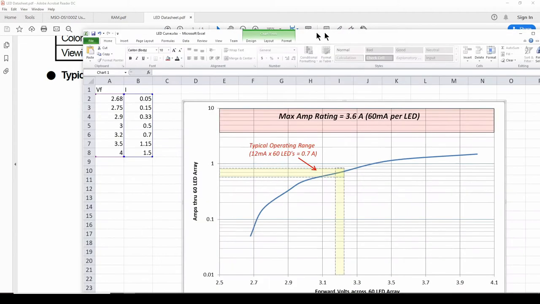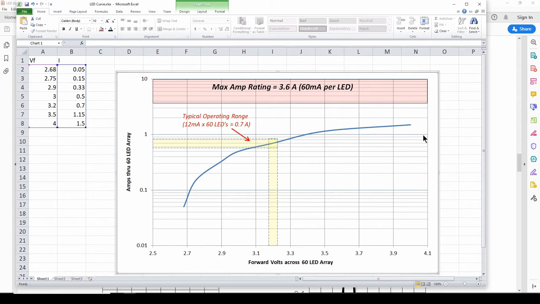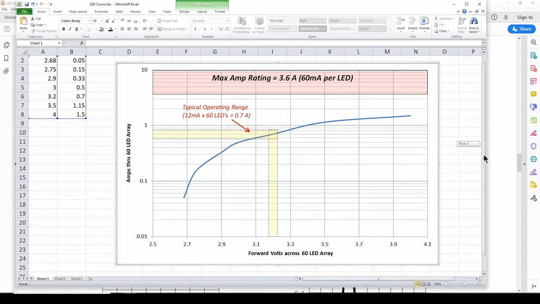So now what I did is I went through and used my power supply like I just did and plotted the forward voltage versus the current flow through the entire array of 60 to see if it kind of matches what we show in the spec. And here's our chart, and you can see starting down at 2.5, 2.7, they start to go on. Around 3.2, which is the normal operating range, you're getting up around 0.6, 0.7 amps. So that's 12 milliamps times 60 LEDs, about 0.7 amps. So that's the normal operating range.